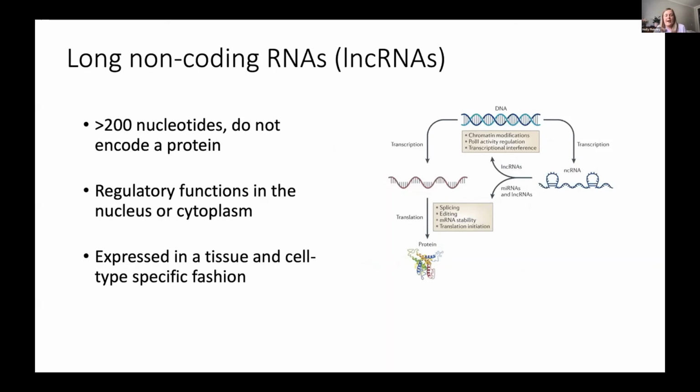Long non-coding RNAs are what our lab is interested in. They are really highly suited as biomarkers. They are RNAs of 200 nucleotides or greater, and they don't encode a protein. They have a lot of regulatory functions in the nucleus or cytoplasm under normal conditions. And really importantly, they are expressed in a tissue and cell type specific fashion. That makes them really suited as biomarkers.